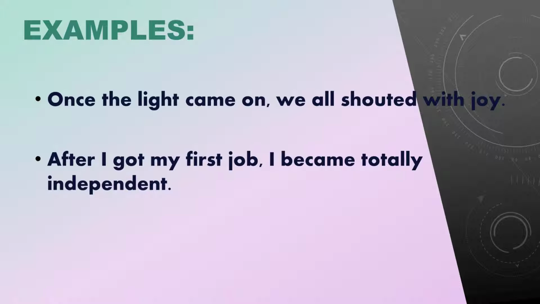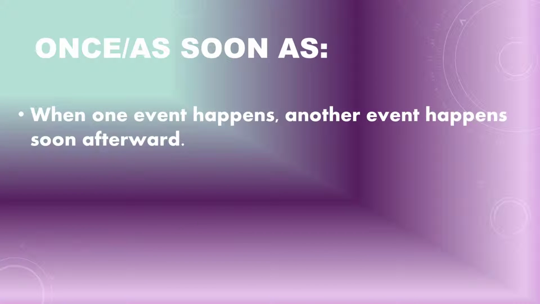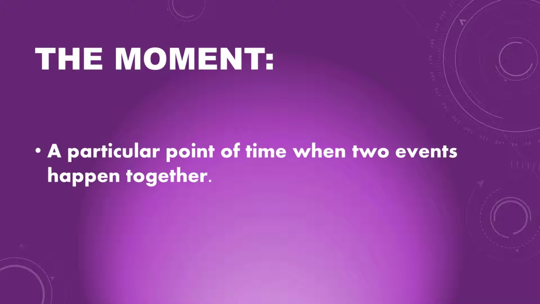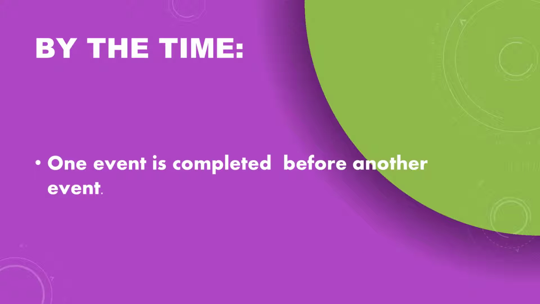Before we finish, we will explain the meaning of these conjunctions. Once, as soon as: when one event happens, another event happens soon afterward. The moment: a particular point of time when two events happen together. Until: up to that time, and then no longer. By the time: one event is completed before another event.